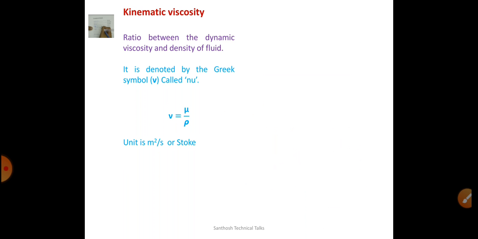The next is the kinematic viscosity. It is the ratio of dynamic viscosity to the density of the fluid. It is denoted by nu. So nu is equal to mu by rho.